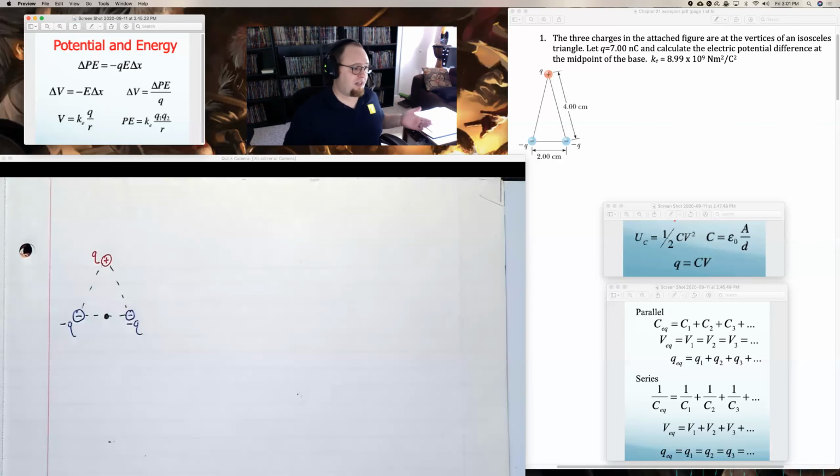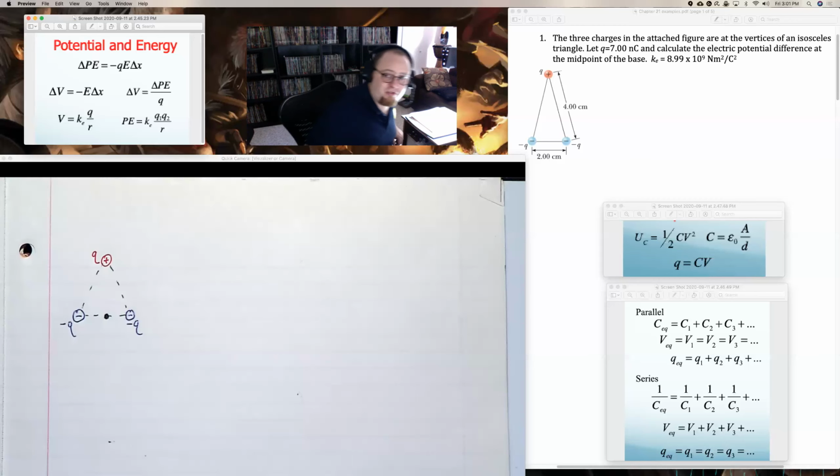And I'm going to jump straight into this first problem. Like always, interrupt me if you need to at any point. The first problem is, the three charges in the attached figure are at vertices of an isosceles triangle. Let Q equal 7 nanocoulombs and calculate the electrical potential difference at the midpoint of the base.